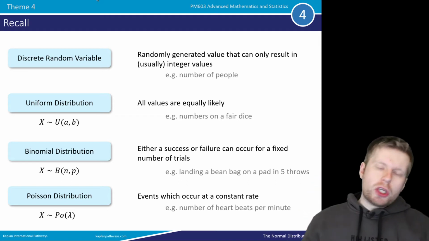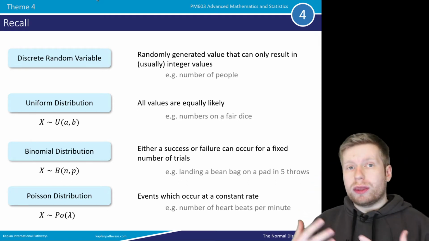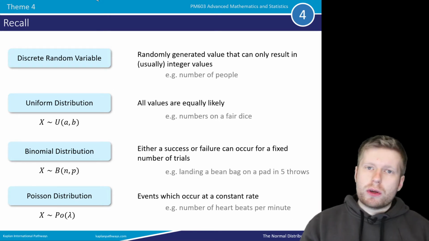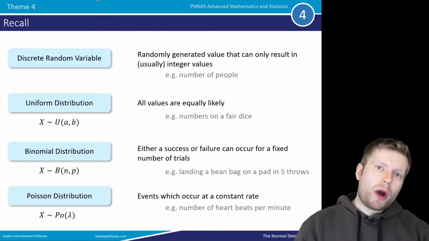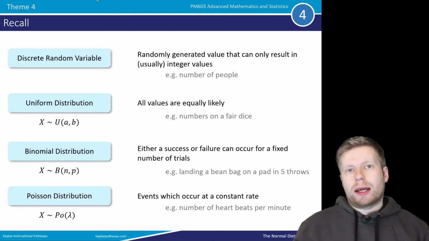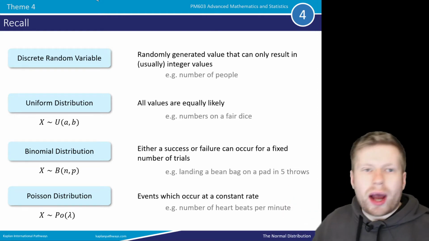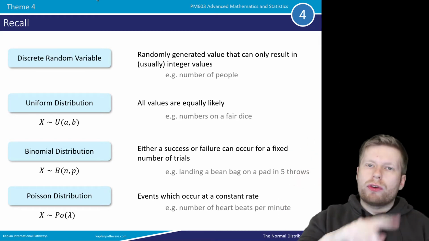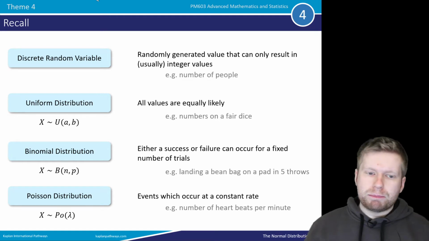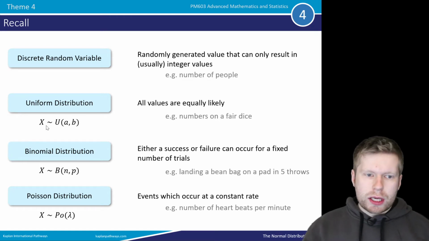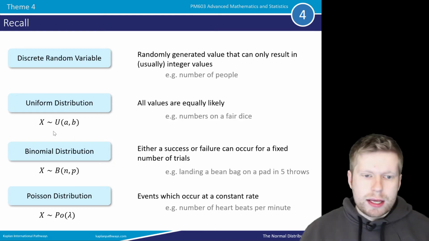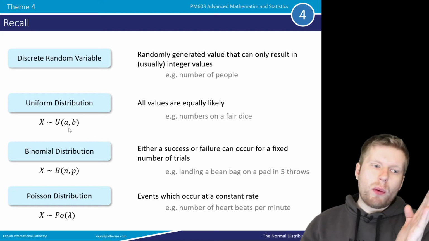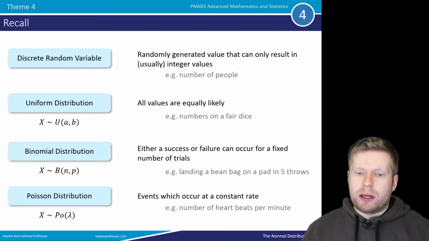Now, the three distributions that we've looked at up until now that all work with discrete random variables are the uniform distribution. Just remember, the uniform distribution is if you have a situation where all outcomes are equally likely. The example we gave was the dice. We rolled a fair dice and the outcome of each side, so 1, 2, 3, 4, 5 or 6, was equally likely. The way in which we write that is x, our random variable, is distributed uniform using the two parameters a and b, where a is the lowest value that it can take and b is the highest value that it can take.